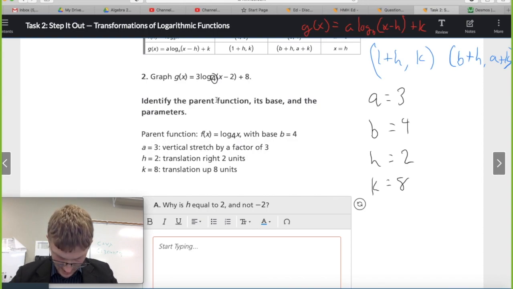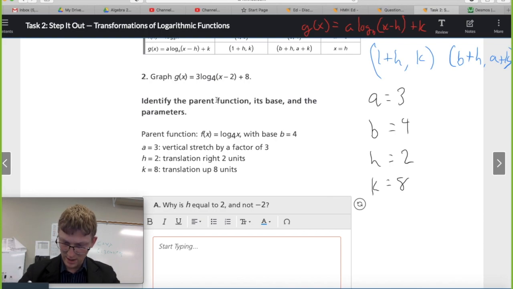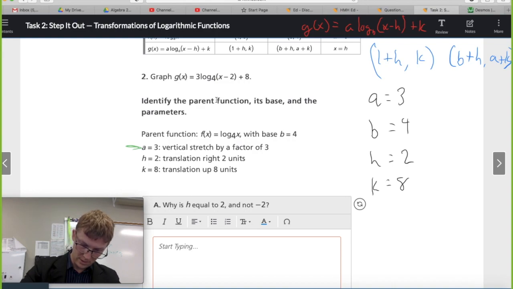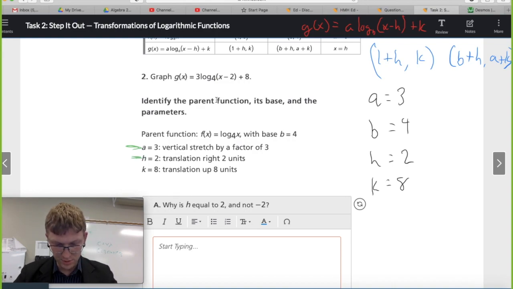So from that, we can gather things like a equals 3. It's a vertical stretch by a factor of 3. That's going to be hard to see, so that's why we have reference points. h equals 2. That means that's going to be translated up 2 units. So the asymptote's going to, I'm sorry, no, not the asymptote, not in this case. But our reference points are going to move up by 2.